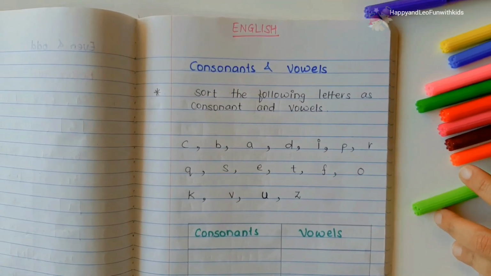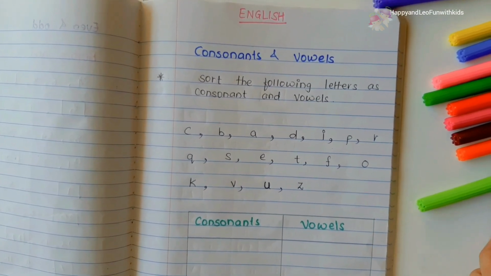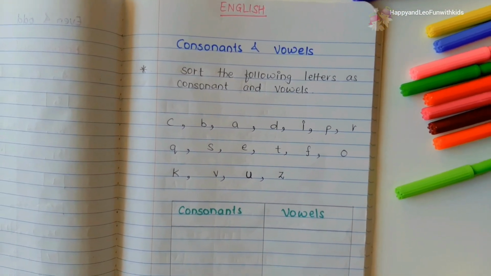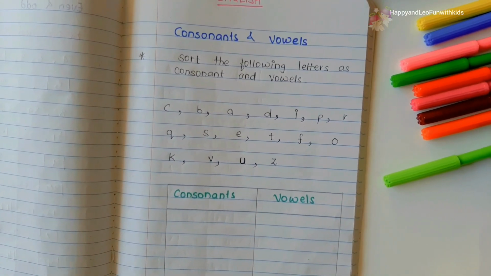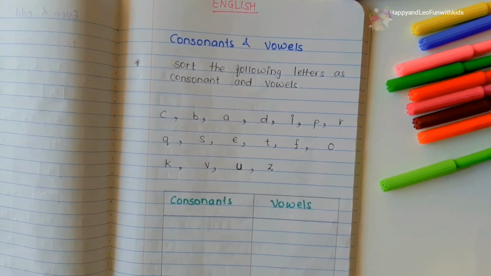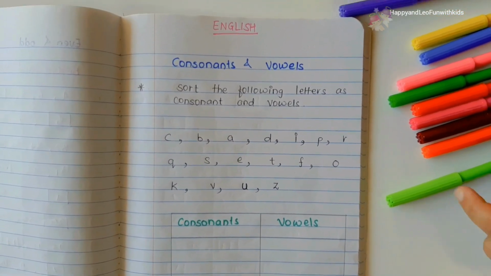Starting with English worksheets. For English worksheets as well, I have chosen just 2 topics. First is consonants and vowels. Okay. So Happy, do you know what is meant by vowels? Which are vowels? A, E, I, O, U. Right. So carry on. Can you read this?